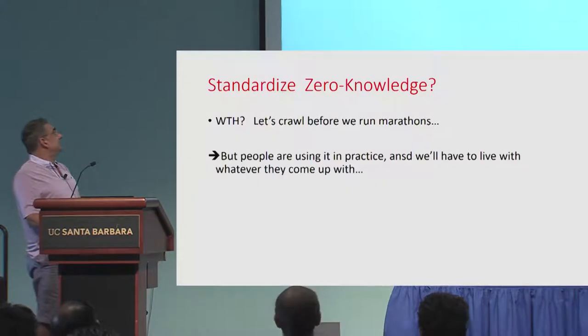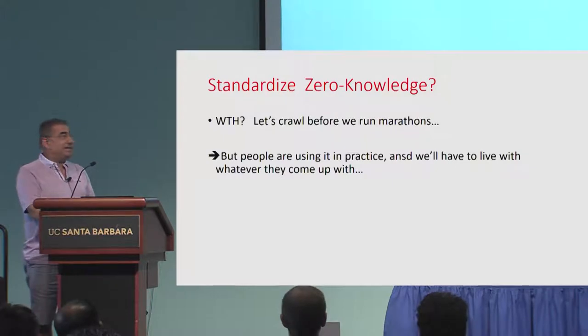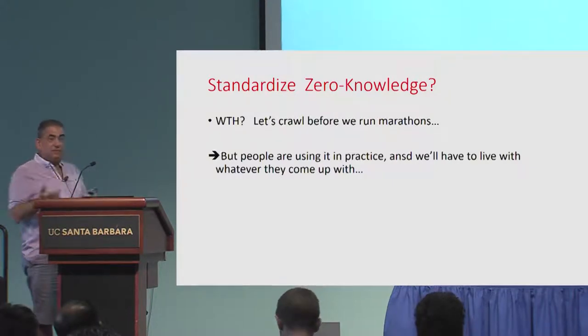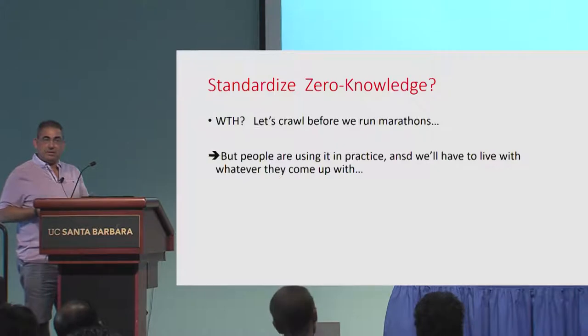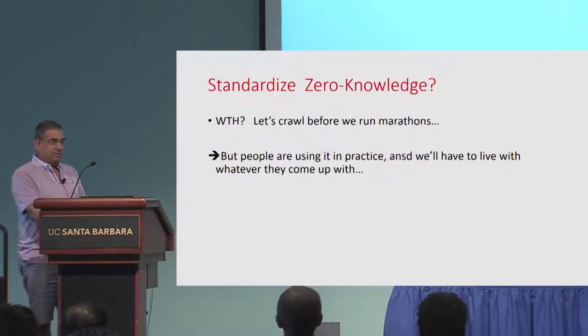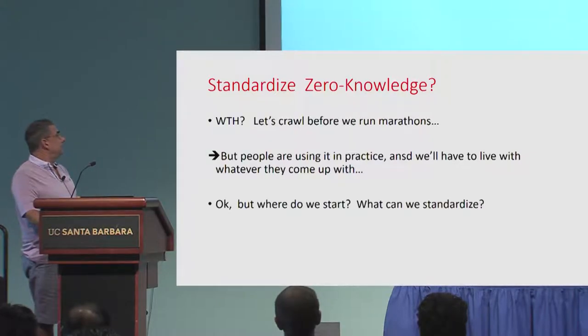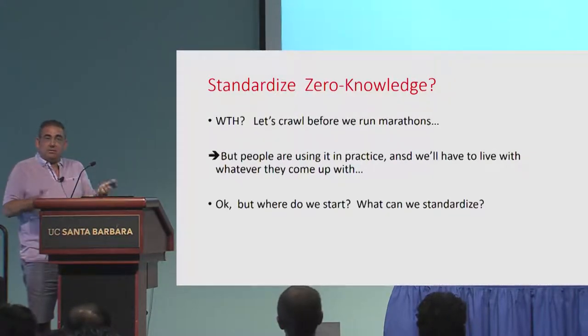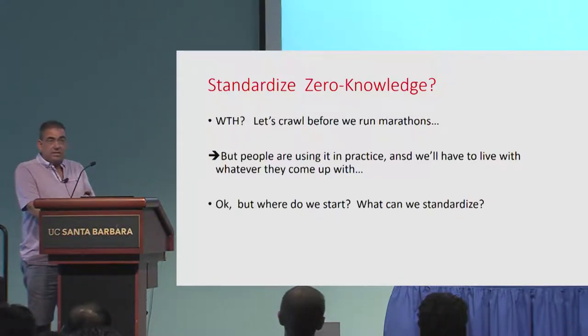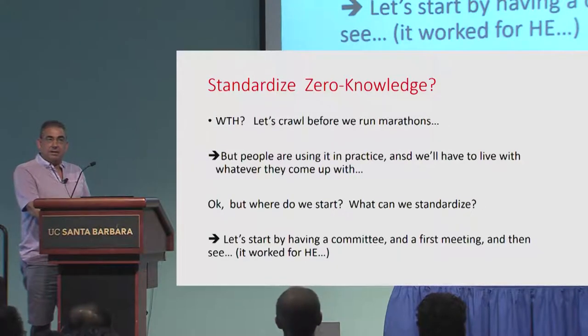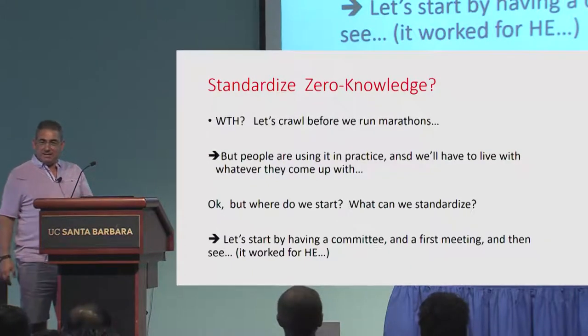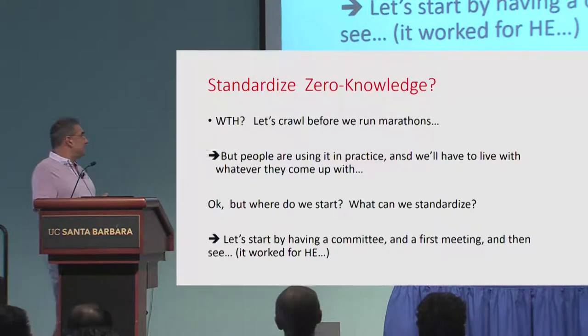But then she insisted. She said, but people are actually using it, and we're going to have to live with whatever they do, no matter what. So why don't we just try and make it better in whatever way we can? But where do we start? How do we even think about these things? What can we really standardize? So then she said, why not just do it one step at a time? Let's have a committee and a meeting with whoever is involved, and then we'll see what happens. And this is what we did.